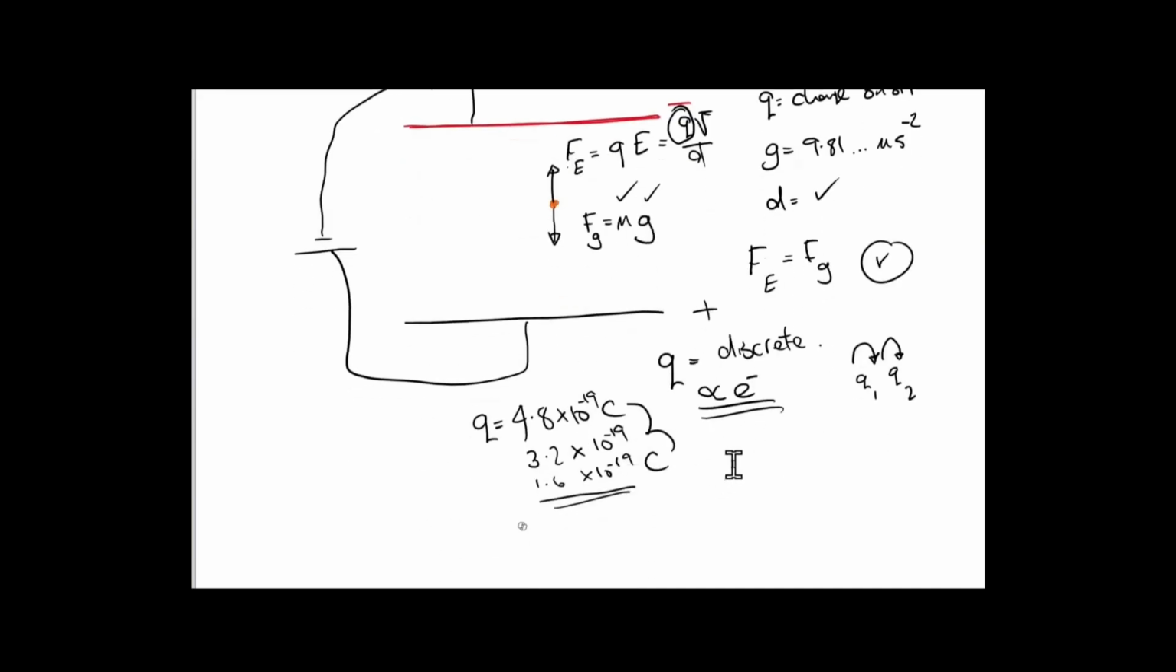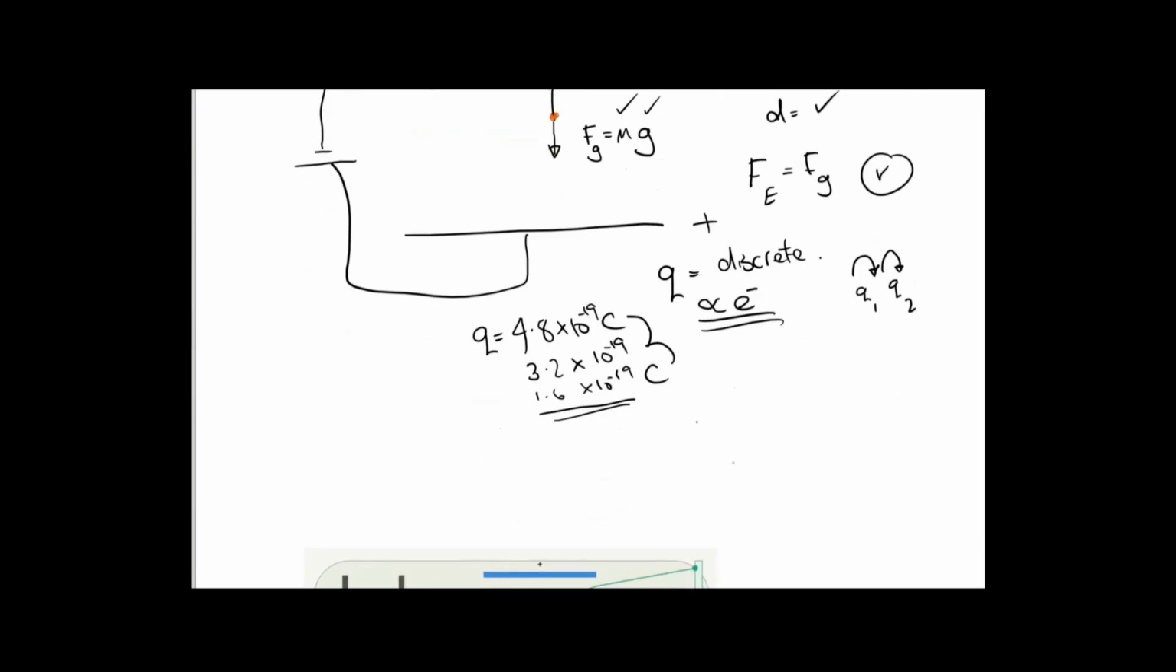So he correctly guesstimated that the charge on an electron was about 1.6 times 10 to the minus 19 coulomb. So a tiny, tiny, tiny amount of charge per electron, but a lot of electrons. A lot times not much is something.